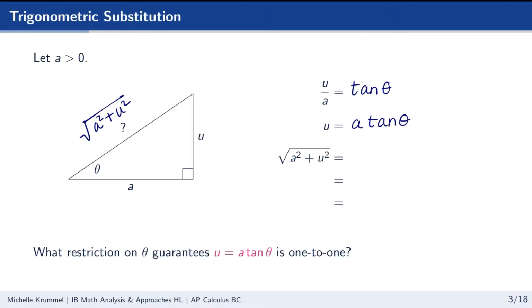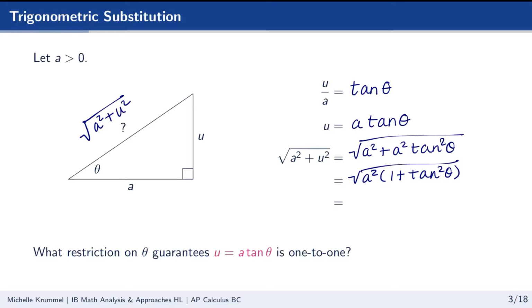And then the square root of a squared plus u squared would be the square root of a squared plus a squared tan squared theta. Factor out a squared times 1 plus tan squared theta. 1 plus tan squared theta equals secant squared theta. And that is a perfect square, so if we take the square root, we're going to get a times the absolute value of secant theta. But a is positive, so we're making that assumption here.